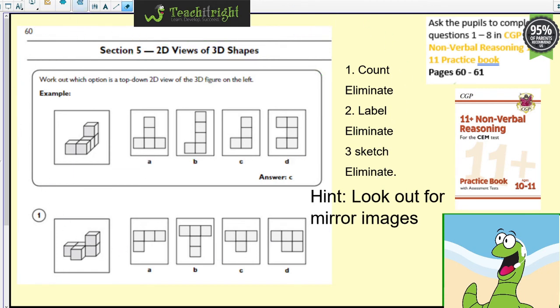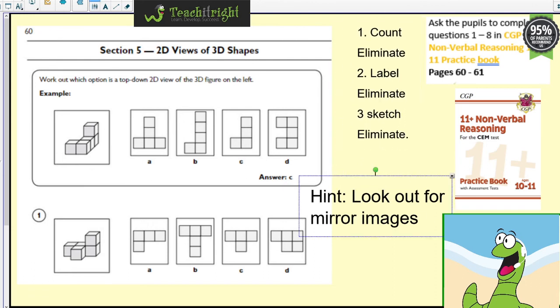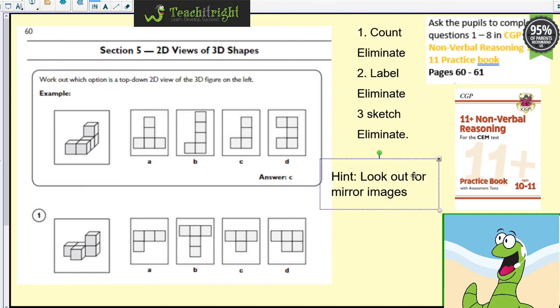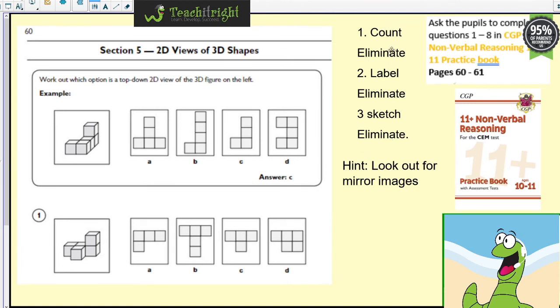Let me just clean those up. Sorry, page 60, apologies, page 60 and 61. And again, I've just summarized the hints there so you can reference them if you need to. So basically it's count, then eliminate, label, and that's what I mean by saying, oh, well, there's an L or 3L or a T. Label, then eliminate based on that, and then finally sketch it and eliminate based on that. So count, eliminate, label, eliminate, sketch, eliminate.